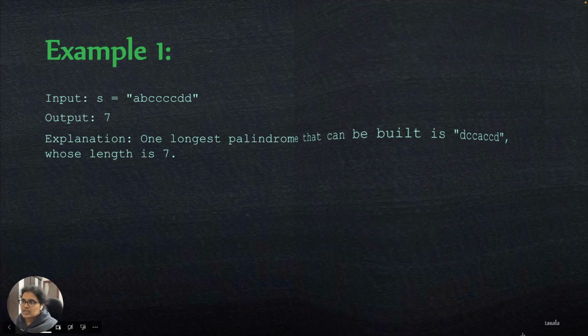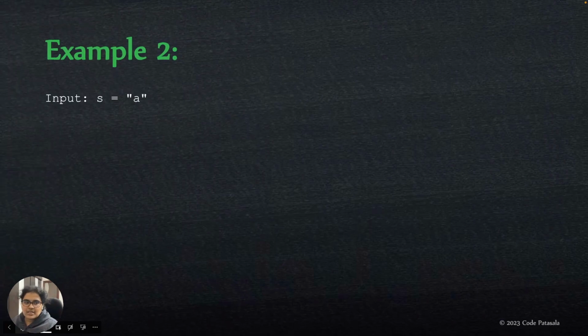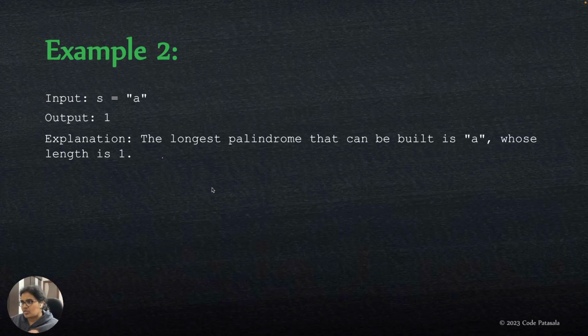Okay, so let's see another example. In this example it is just A. In this case, if it is just A, there is nothing much that needs to be done. It is a palindrome. A single character, seen from any side, is always a palindrome.